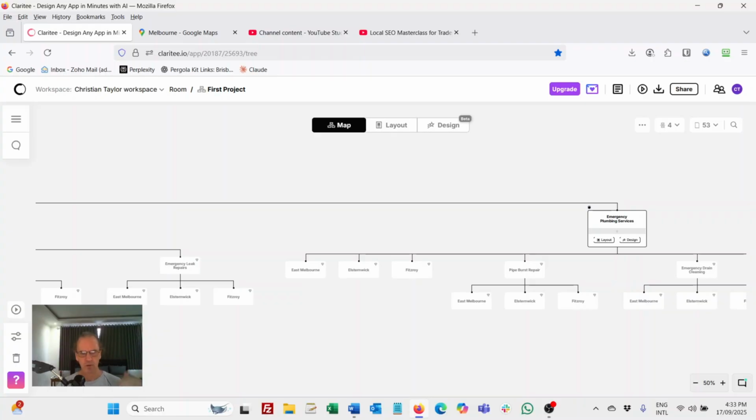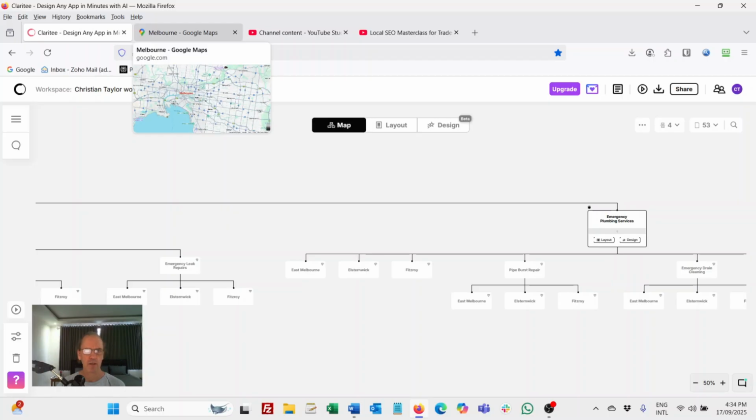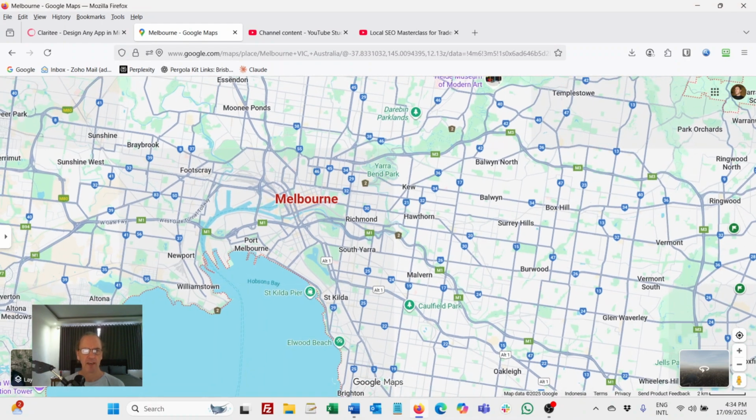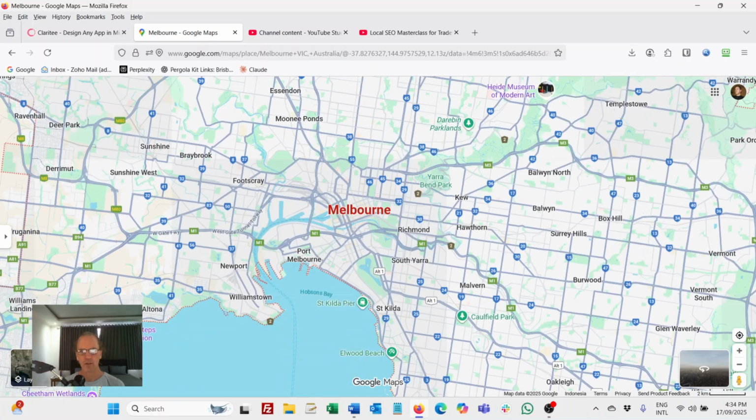This is all in a very good hierarchy that Google can just look at and go, oh yeah, we understand that. This is what they do. These are the services they offer, the category of the service, the subcategory of the service, and basically your suburb. So what you're trying to do, and we're looking at East Melbourne, Elstonwick and Fitzroy: as you can see, East Melbourne's over here, Elstonwick's down here, Fitzroy's up here. So you've got a full circle that you're trying to enclose and tell Google this is where we do services.